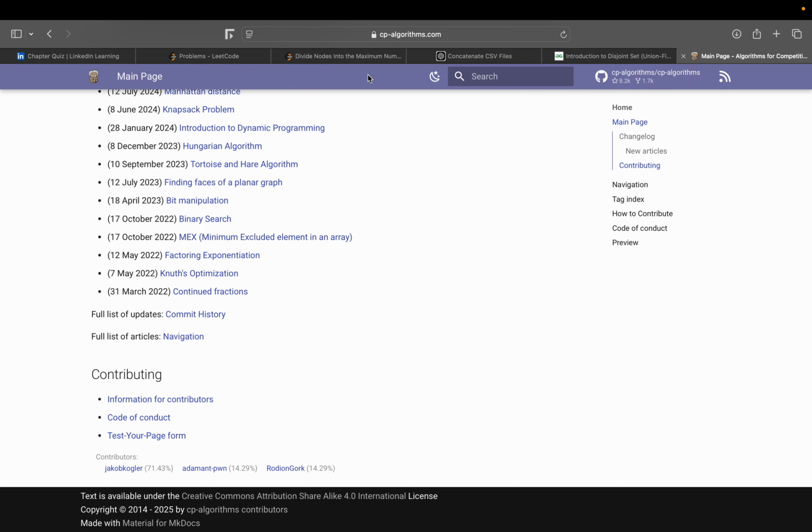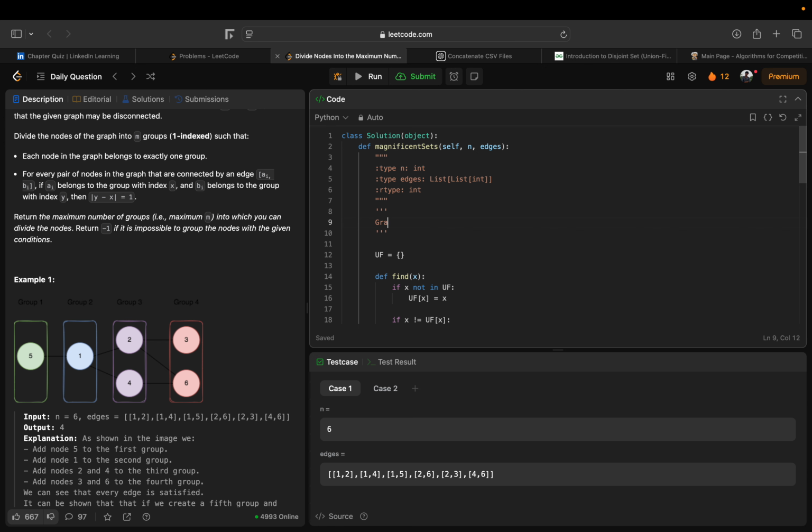So one observation is, graphs by type means, simply we can say any node at a level should not be connected to another node at the same level, right? So this is the final observation.